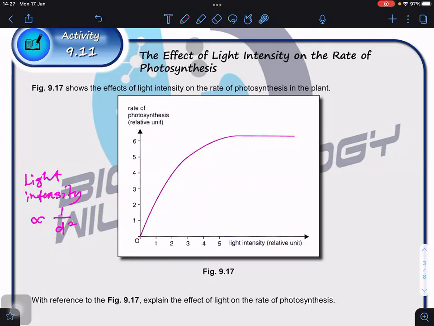Now, in this diagram, you can see that it first increases and then levels off. So how do we explain why it increases? One of the main problems here in the question is that most of the time they don't tell you what they measure as the rate of photosynthesis. Rate of photosynthesis can be measured in three ways. What are the three ways we can measure the rate of photosynthesis? First way, we measure how fast the O2 is released.